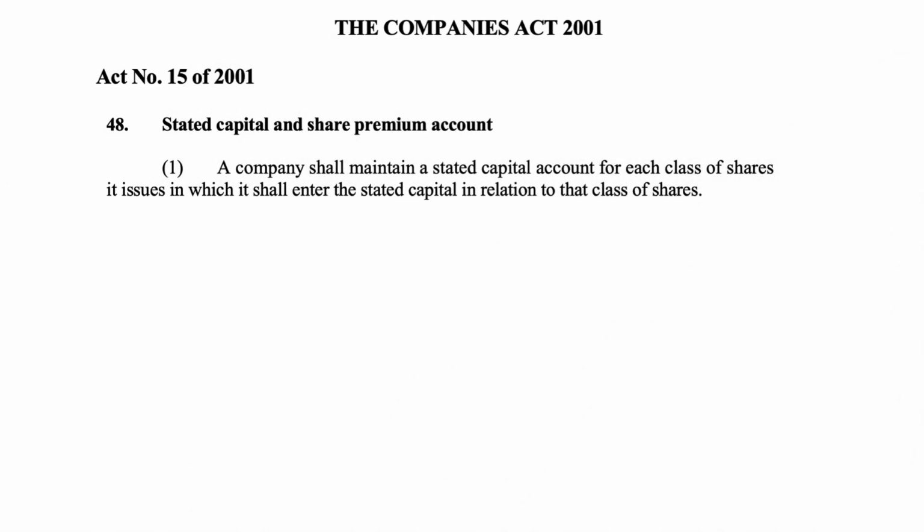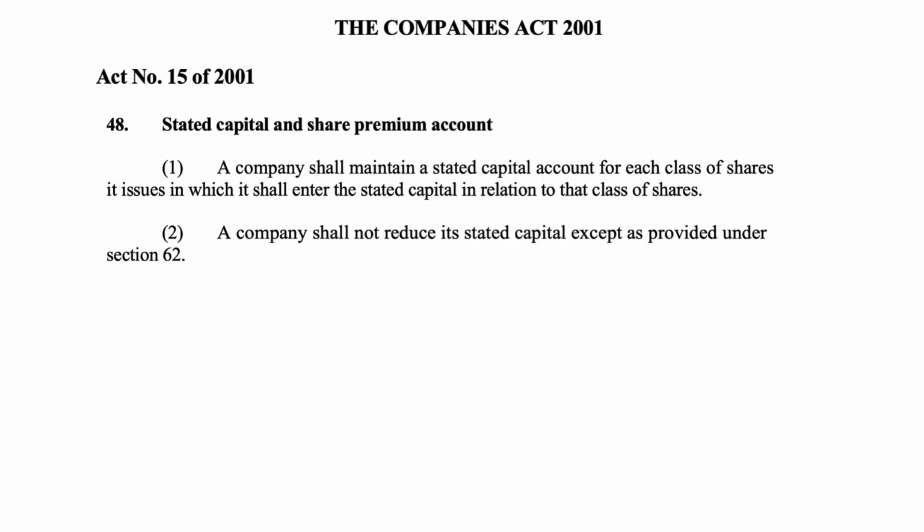Section 48, which concerns the stated capital and share premium accounts, states in subsection 1 that each class of shares issued by a company must have a designated stated capital account, where the company records the stated capital associated with that particular class of shares. Subsection 2 stipulates that a company may only reduce its stated capital in accordance with the provisions outlined in Section 62, which, as mentioned earlier, pertains to the reduction of a company's stated capital.